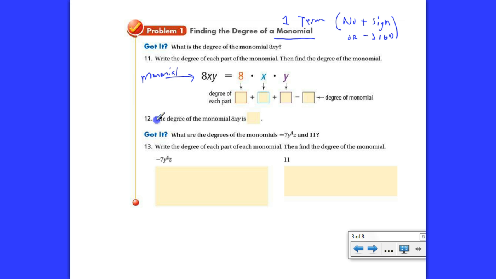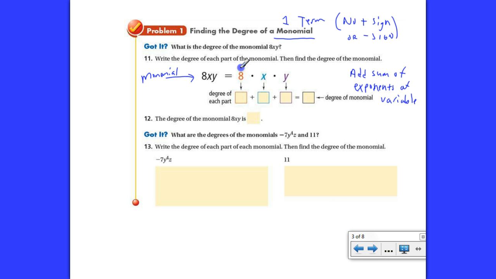So when you have a monomial, the degree of the monomial can be found by adding the sum of the powers on the exponents. So to find the degree, you add the sum of the exponents of the variables.